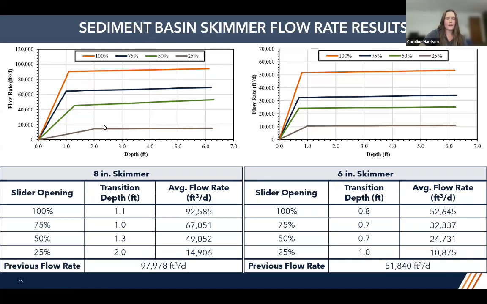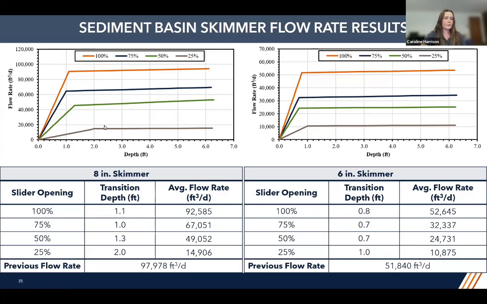And in these tables, we have our transition depths chosen, as well as the average flow rate for each slider opening, as well as the previously published flow rates by the manufacturer. And this previously published flow rate only applies for the 100% open configuration.